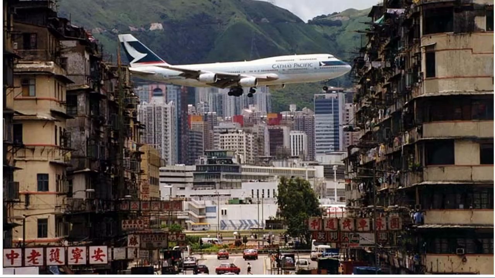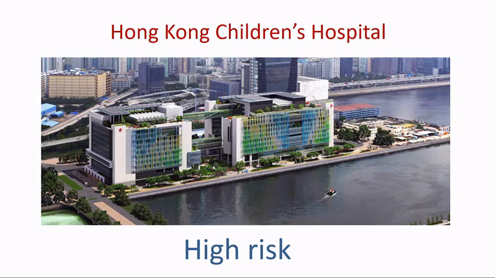What's happening in Hong Kong? So this is actually an old photograph showing the old airport that we stopped using about 20 years ago. And in the old days, the big jumbo jet needs to fly through the middle of town in between the apartments to land. And because the airport is gone, now the airport has become the first Hong Kong Children's Hospital. And this hospital has just opened its doors in October last year.